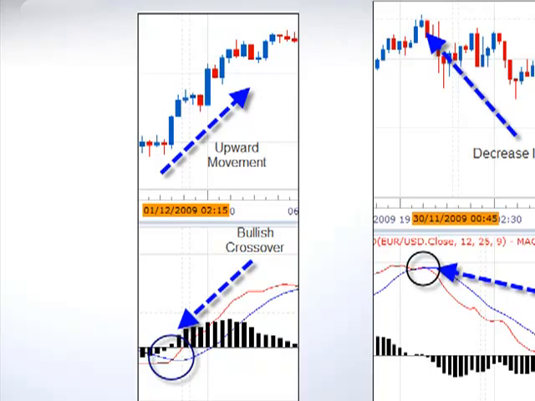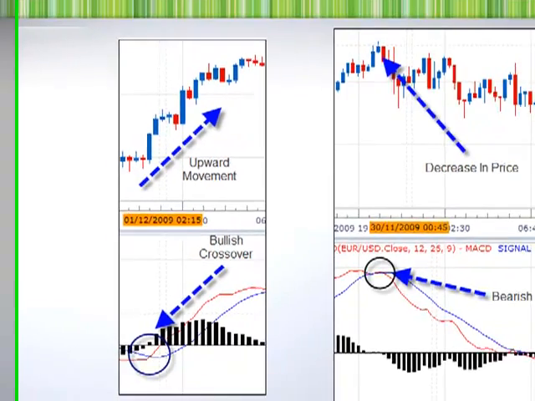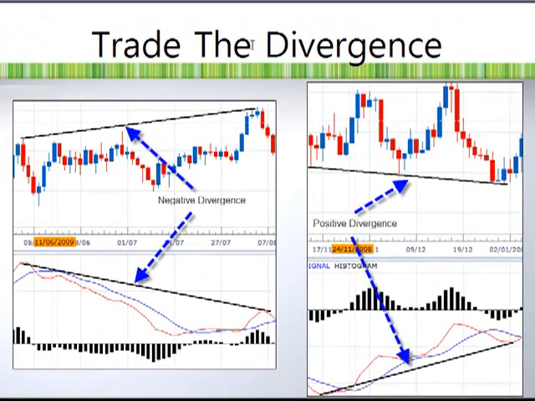Besides this crossover strategy, we could trade the MACD divergence, which is a very, very reliable strategy. Actually, I recommend this MACD divergence strategy to all traders, especially the new traders, because it's a very, very easy to trade strategy, and it's very, very reliable. So what do you mean by divergence?